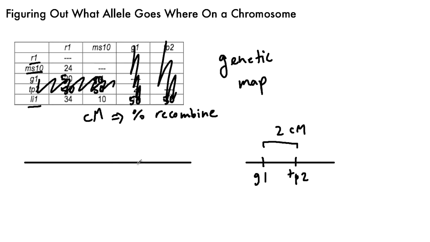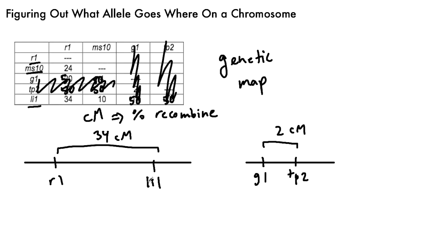These problems are kind of fun because they're sort of like puzzles where you have to fit the missing pieces onto the chromosome. So, the biggest distance is between LN1 and R1, and that's 34. So let's put them on either end. Let's say this is LN1, and there's a distance of 34 centimorgans. And then in between them should be MS10.